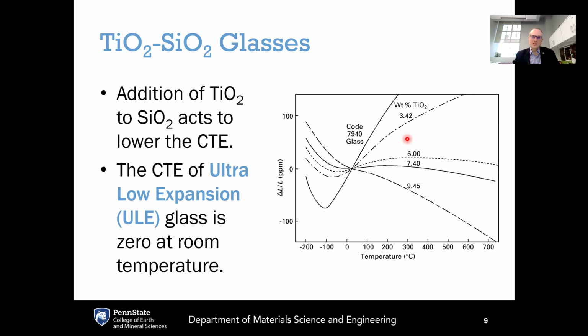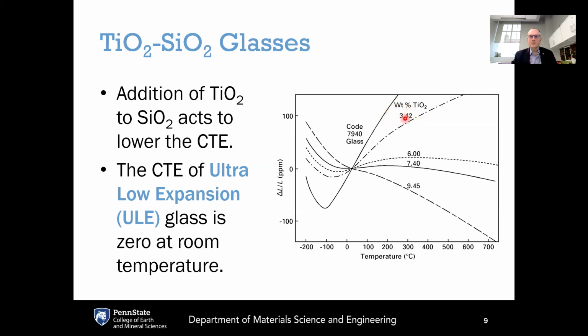Now, one of the most interesting glasses from the point of view of thermal expansion coefficient is ULE glass, or ultra-low expansion glass. Ultra-low expansion glass is designed to have a CTE of 0 and also a CTE slope of 0 around room temperature. And this is obtained by adding titania to silica. And you can see the curves here show the addition of the different amounts of titania to fused silica.